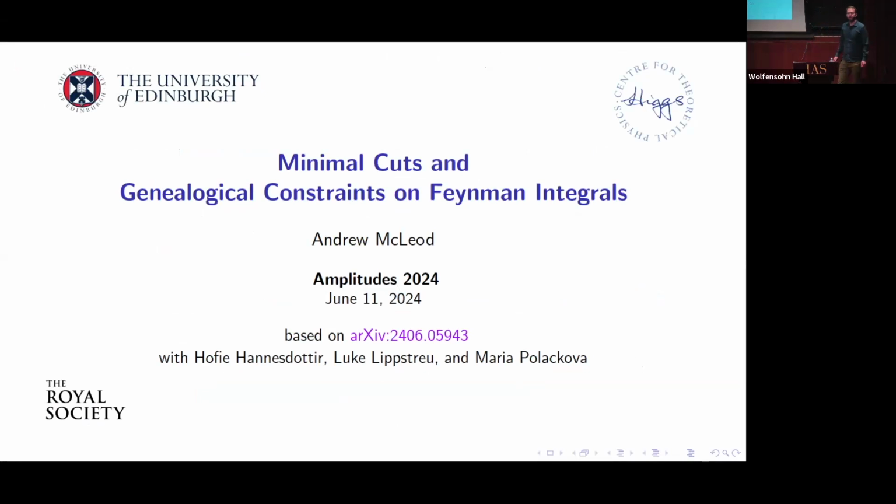I'll be talking about some work that appeared on the arXiv last night with Hofie Hannesdottir, one of our postdocs in Edinburgh, Luke Lippstreu, and my PhD student, Maria Polackova. Apologies.